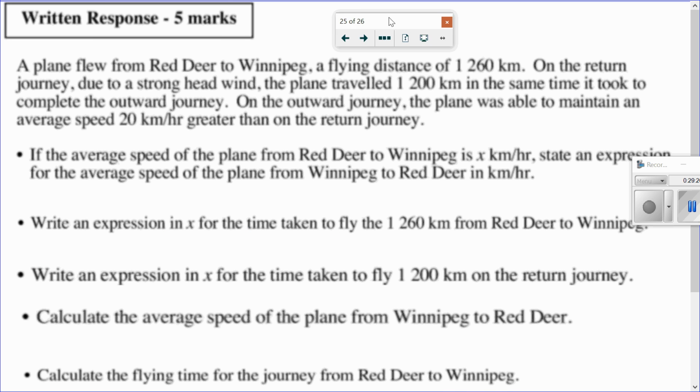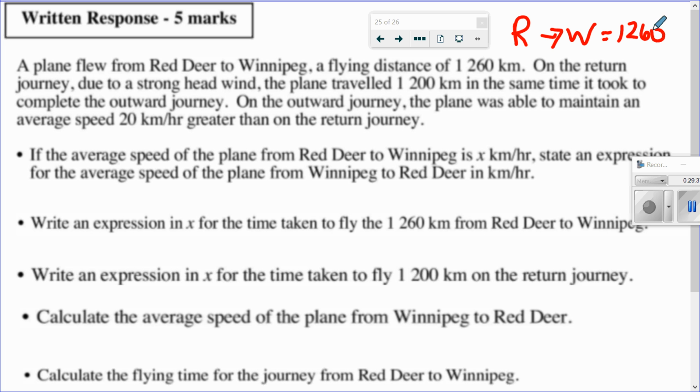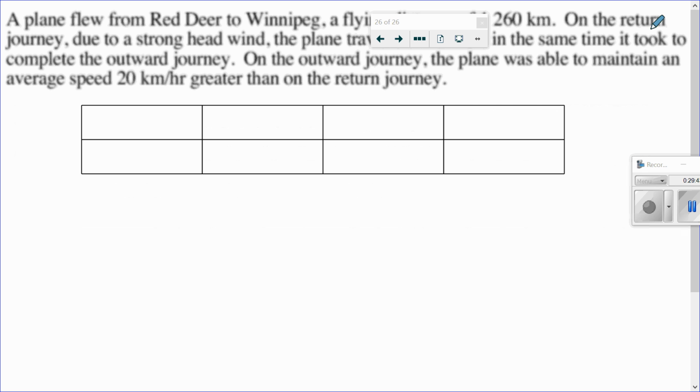Okay, now we're into our written response question. This is a distance, speed, time question. As soon as I see a plane flying, I knew that. A plane flew from Red Deer to Winnipeg, flying a distance of 1,260. So I'm going to set up a distance, speed, time table over here. I'm going to go Red Deer to Winnipeg, and Winnipeg to Red Deer.